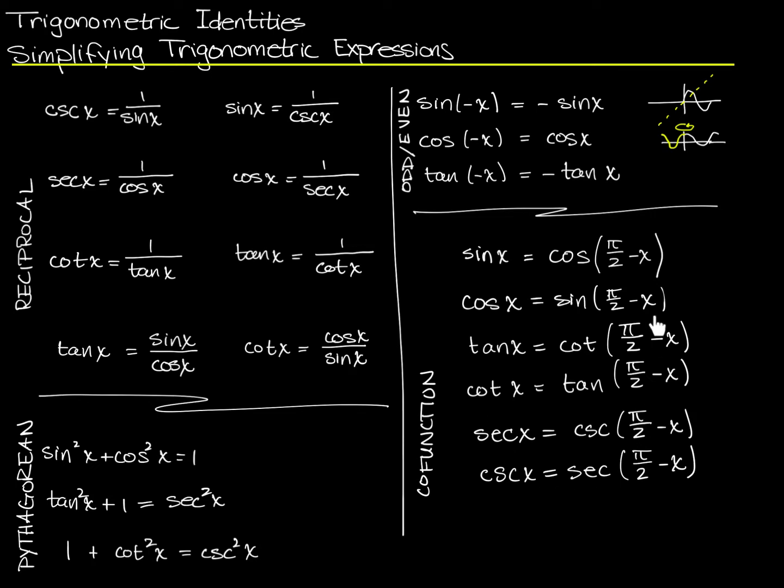So now we have the cofunction identities in addition to our reciprocal identities, our Pythagorean identities, and our odd and even functions. These are also identities. What makes them identities is that the left-hand side and the right-hand side are equal for any value of x. I think it might be worth talking a little bit about the difference between an equation and an identity. So I'll do that on the next screen.